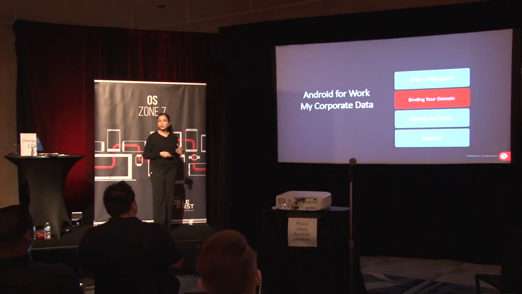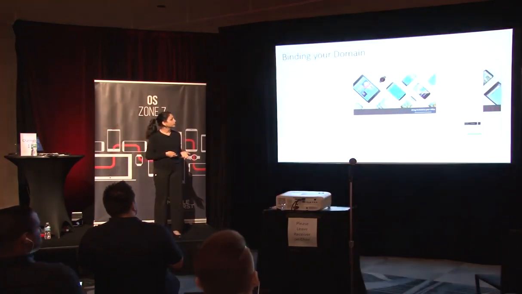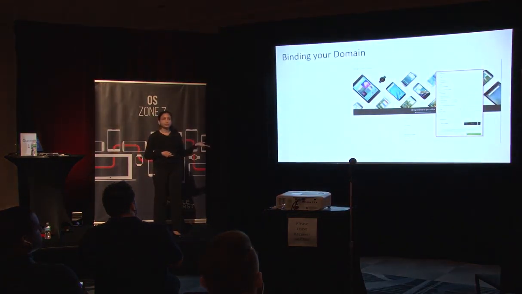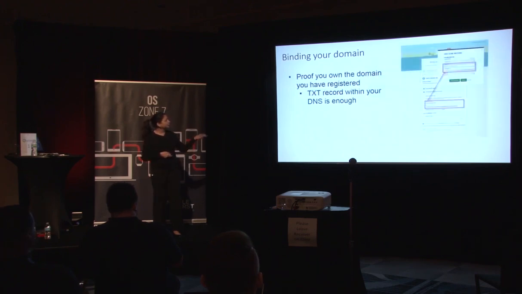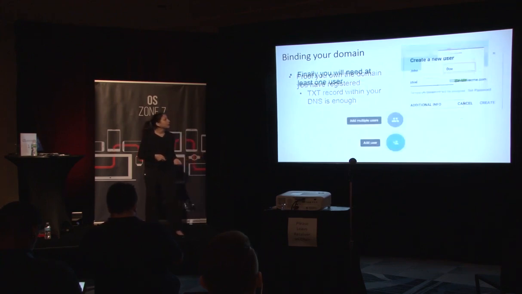Now, binding your domain, what is involved in that? You need to create a domain. You can create a domain with Google, you can create a domain with GoDaddy, you can create it anywhere, essentially. But you just need to prove to Google that you own that domain. You can do that by using a text record. There are some other ways to do it, but this is the simplest way to prove that you own the domain. It's as simple as when you register to a site and then you get an email to confirm your registration. So it's pretty simple.